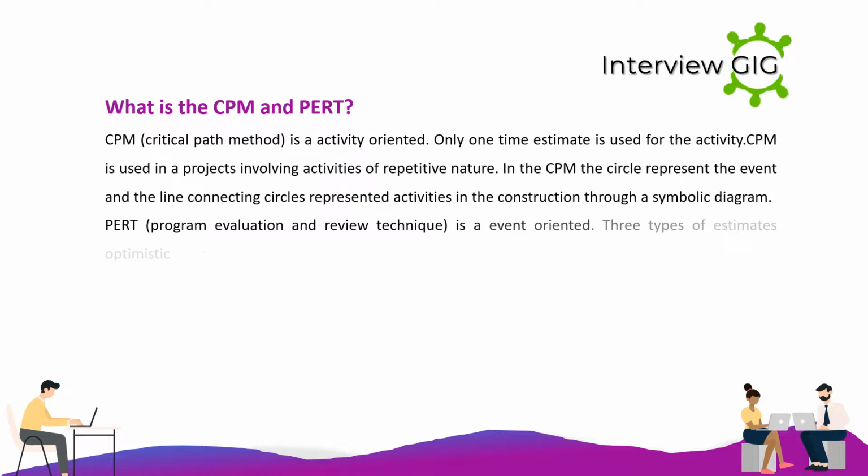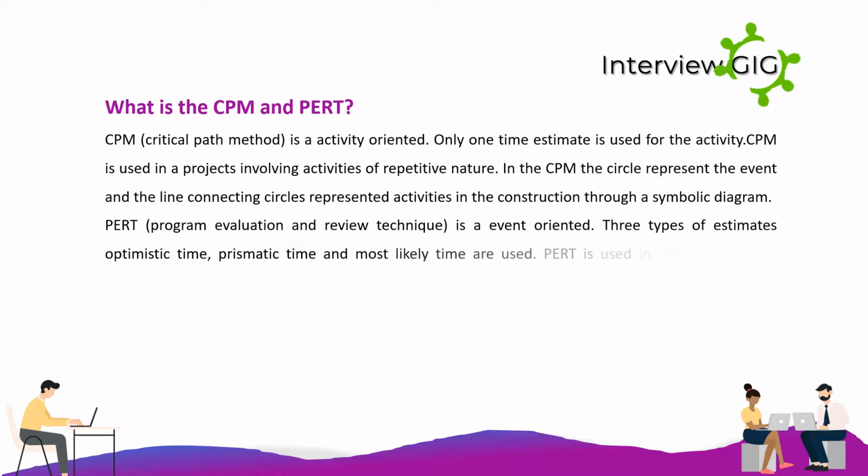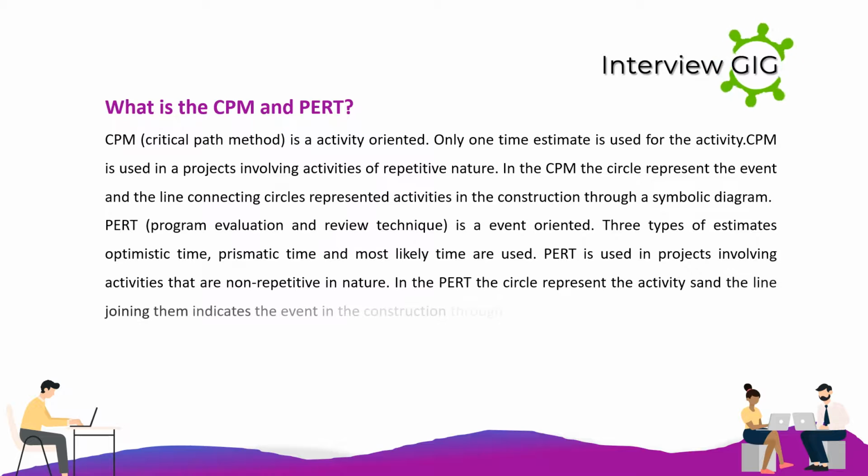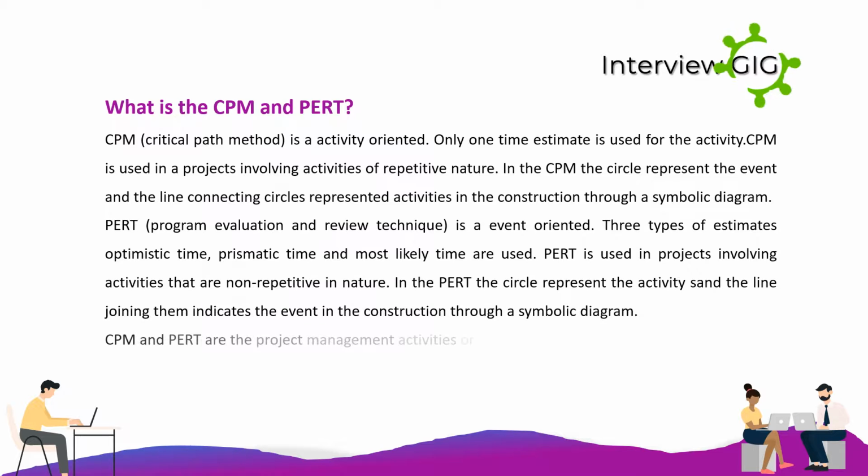symbolic diagram. PERT, Program Evaluation and Review Technique, is event-oriented. Three types of estimates: optimistic time, pessimistic time and most likely time are used. PERT is used in projects involving activities that are non-repetitive in nature. In the PERT, the circle represents the activities and the line joining them indicates the event in the construction through a symbolic diagram. CPM and PERT are project management tools.